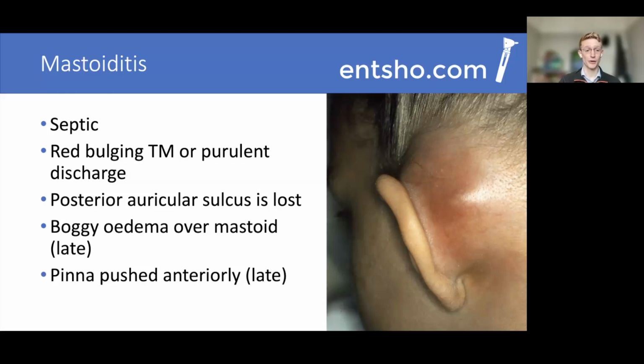Having boggy edema over the mastoid is really quite a late presentation, as is forward displacement of the pinna, because to have either of those features, you have to have really quite significant swelling.